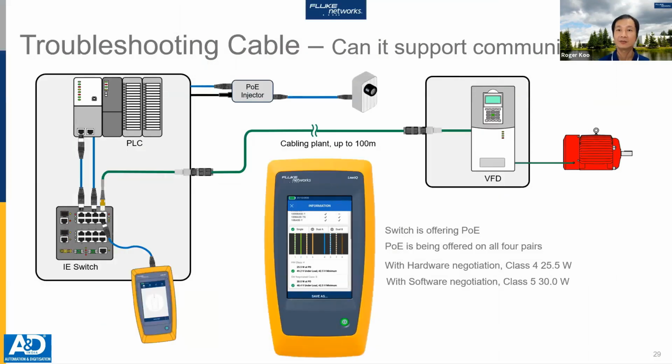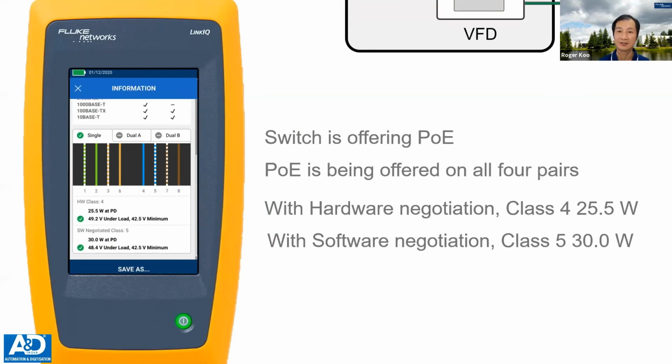Now this switch is also capable of offering power on all 4 pairs. With hardware negotiation, the switch is capable of offering up to class 4 PoE power, which is 25.5 watts. Under software negotiation, the switch is capable of offering a little more power, class 5, which is 30 watts. This tells us that most likely this switch is a newer IEEE 802.3bt PoE capable switch.